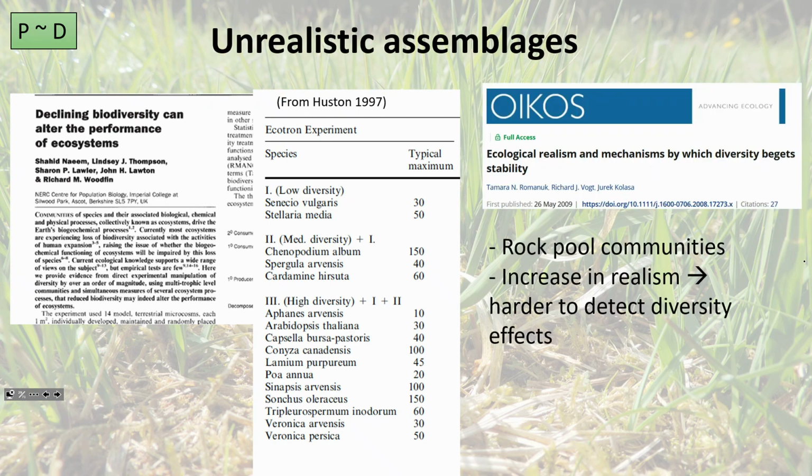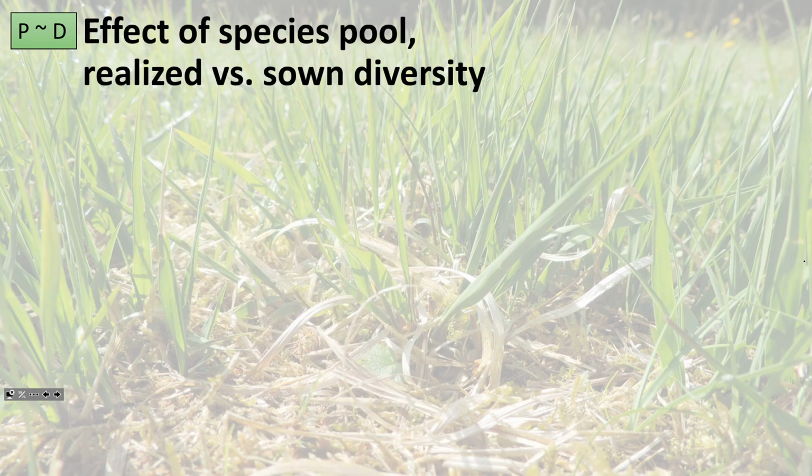There was a nice study of Romanuk et al., 2009, where, although it's on rock pool communities with some invertebrates, they showed that if you look at more and more complex communities, starting with very unrealistic, simple experiments, going to more realistic field, real communities, you basically start with a positive relationship and end up with nothing as it gets closer to reality.